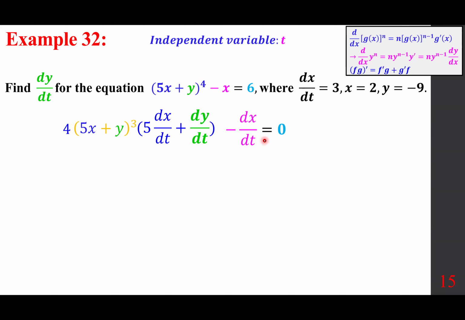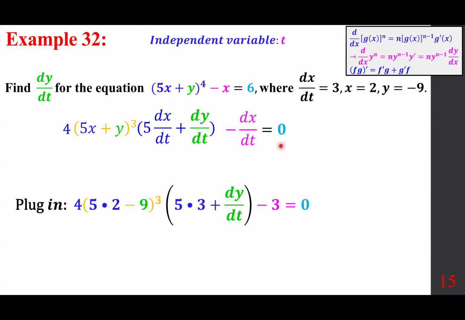I'm going to plug in, and I'm not going to go with the second method to solve for dy/dt, just plug in. So plug in all the values that you have. In other words, 4 times 5x, 5 times 2, plus y, that means plus negative 9 or simply minus 9, cubed, times 5 dx/dt plus, that means 5 times 3, plus dy/dt minus dx/dt, which is 3, and it's equal to 0. So plug in.